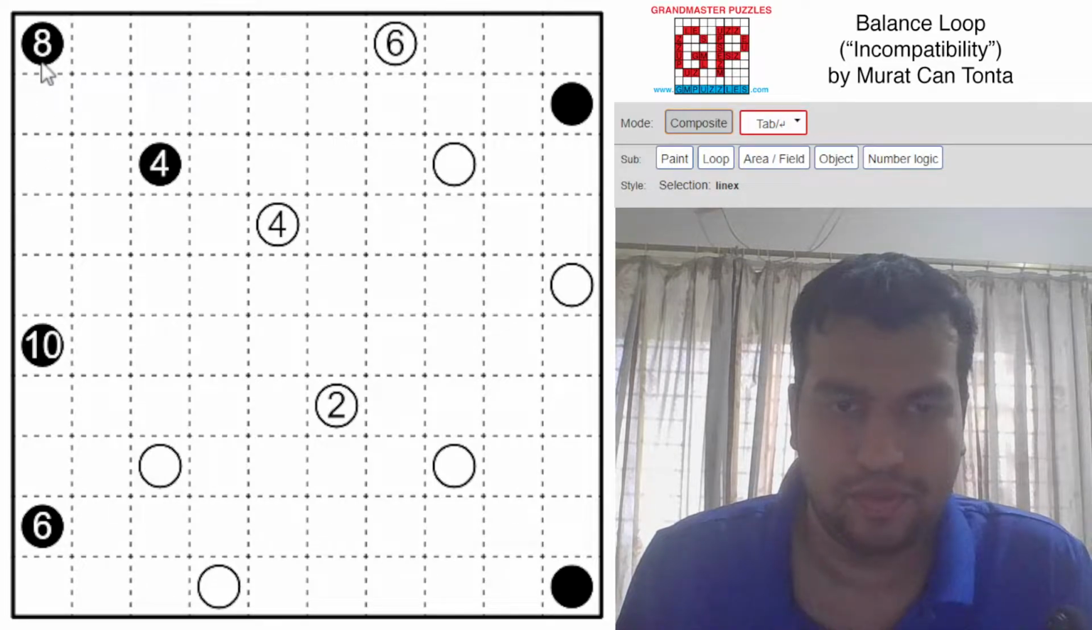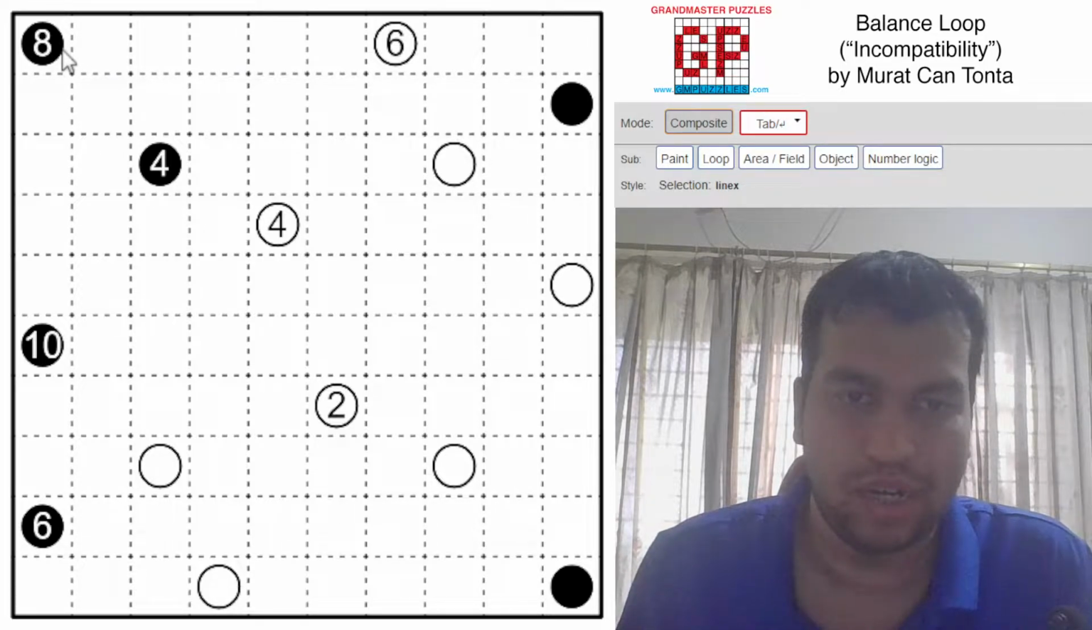So we start off with the 8 clue, and in any black circle clue, since it's imbalanced, there's always a bigger side that you can use to direct your solve. So the 8 clue has to have one side that is 5 or larger.